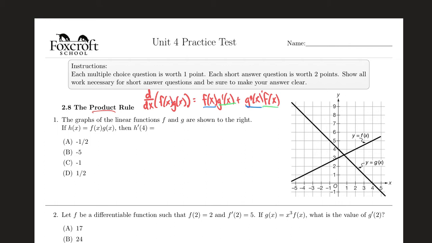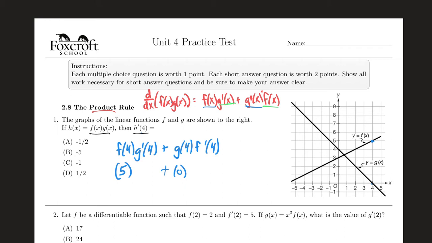All right, so if we do this problem, we have this graph, and we're going to find h prime of 4, but h is defined as f times g of x. So we can just use this expression up here, except we're going to plug in 4. We're going to get f of 4 times g prime of 4, plus the original g of 4 times f prime of 4. The original function values we can just get from the graph. F of 4, I just plug in 4 and f, and I get 5. G of 4, we plug in 4 into g, and we get 0.